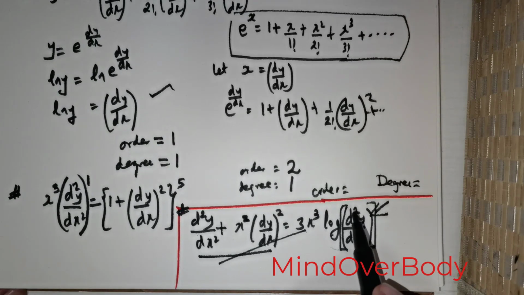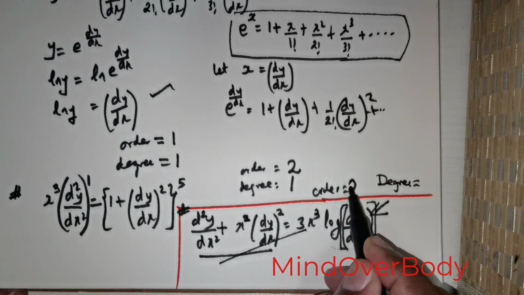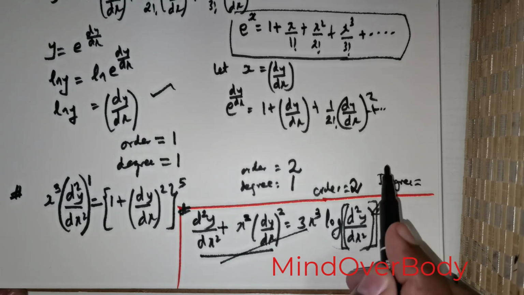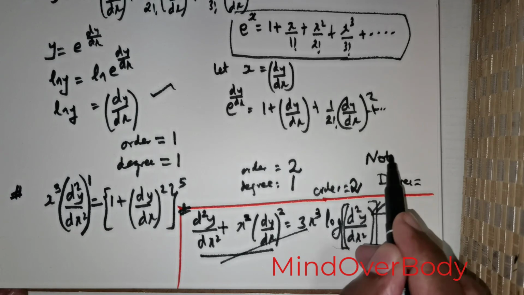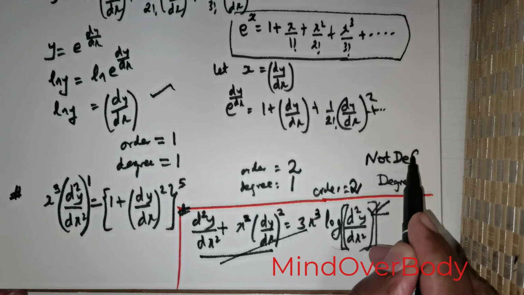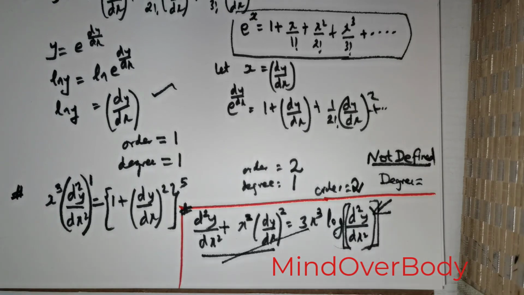So for that, let me start off with the order. Clearly the highest differential present here is of order 2, so I can write that 2. In case of the degree, as I mentioned to you, the only feasible answer is going to be not defined. So that's it. This is going to be our solution for this question.